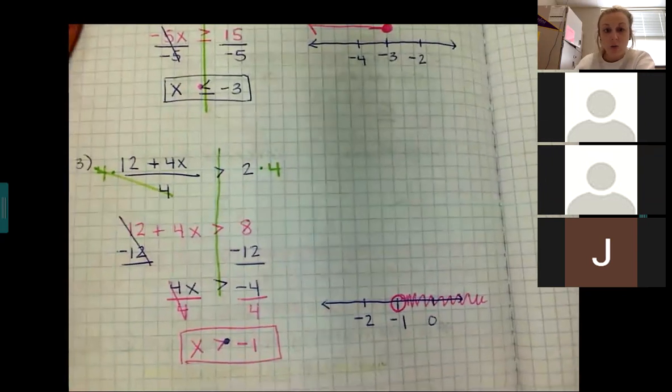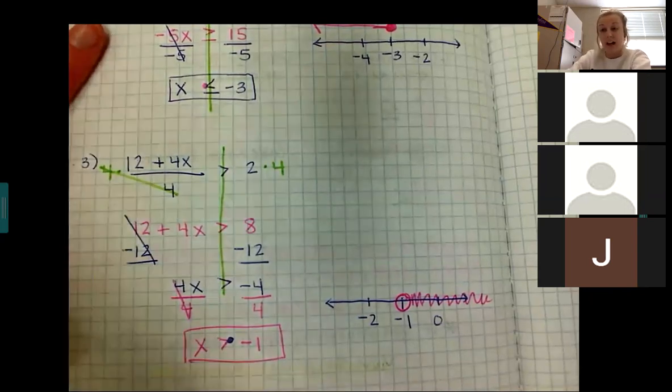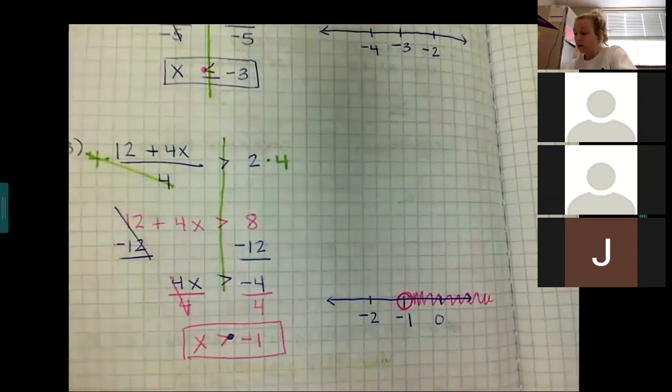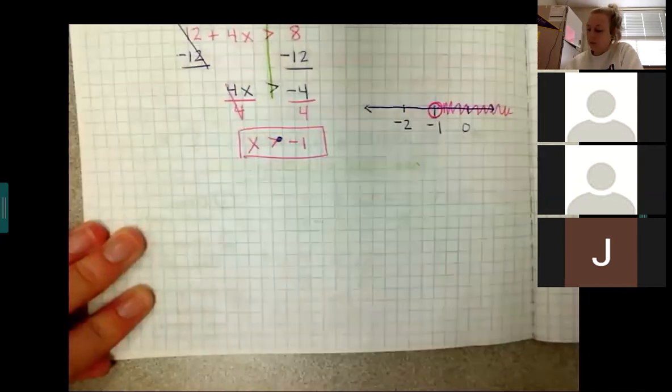Okay, can we try one more? Yep. And then if y'all want, we can look at a couple off of the homework together. That's up to you. I'll let you leave if you don't want to do that. But I am going to stay on and do that for the people that want it.